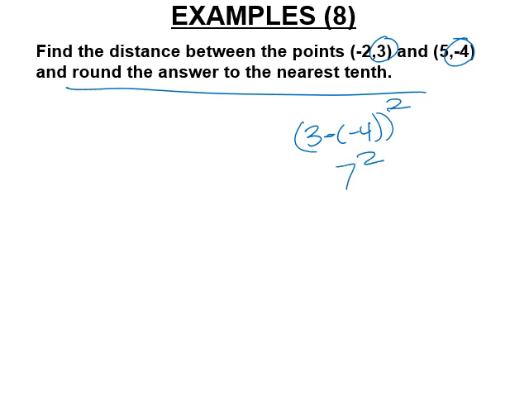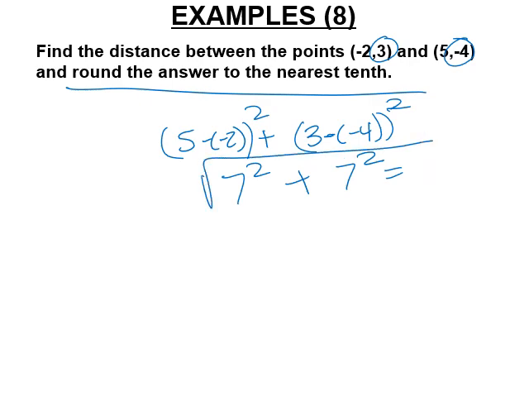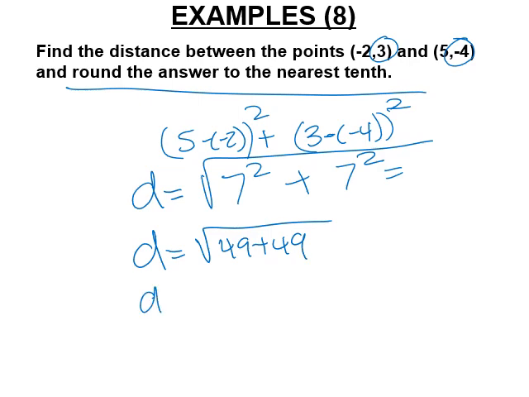That's 7 squared. 3 minus negative 4 is 7. The x coordinate subtract the 7 as well, right? And you can write it this way if you want, or you can write it with the square root symbol. Either way works. So this is 49 plus 49. This is the square root of 98.